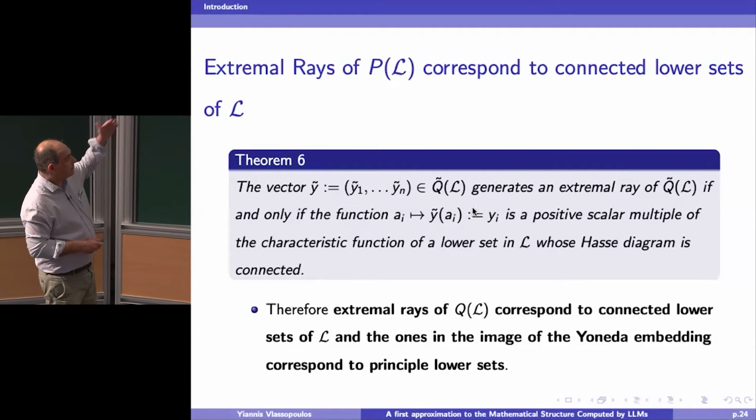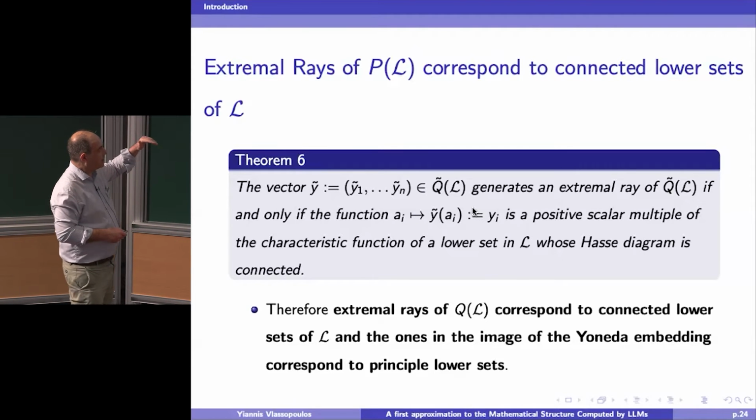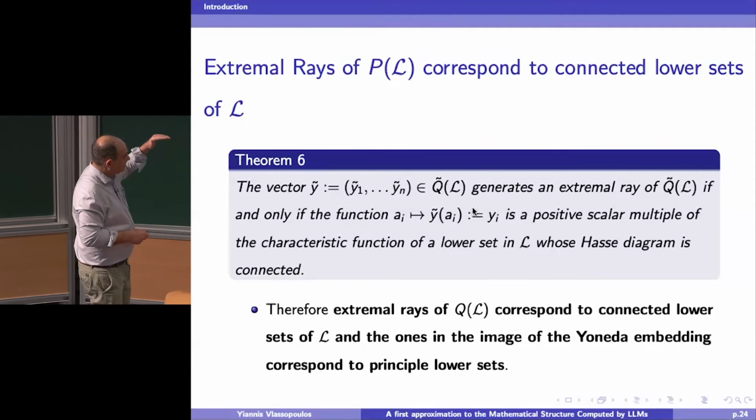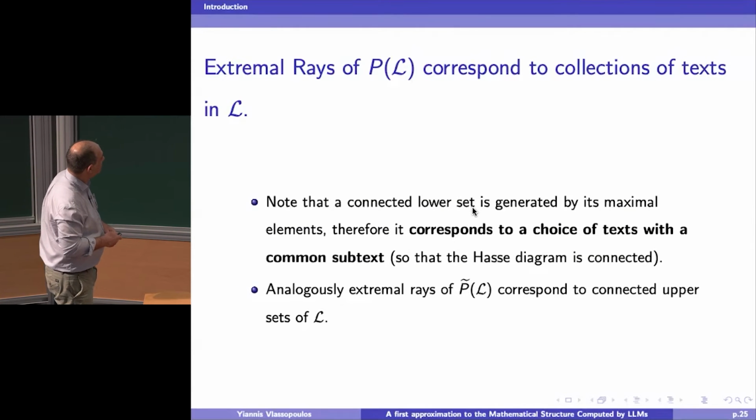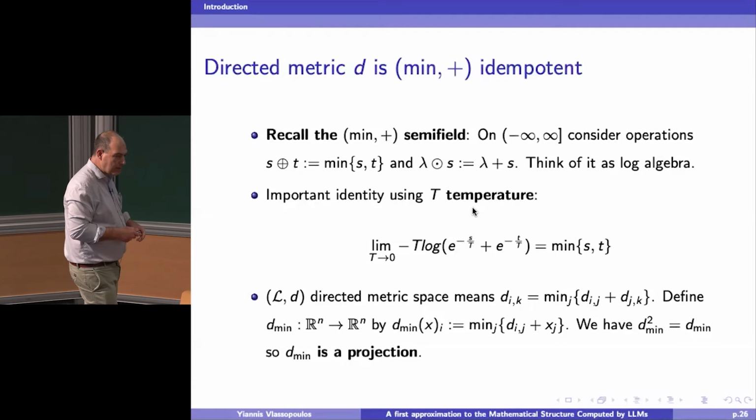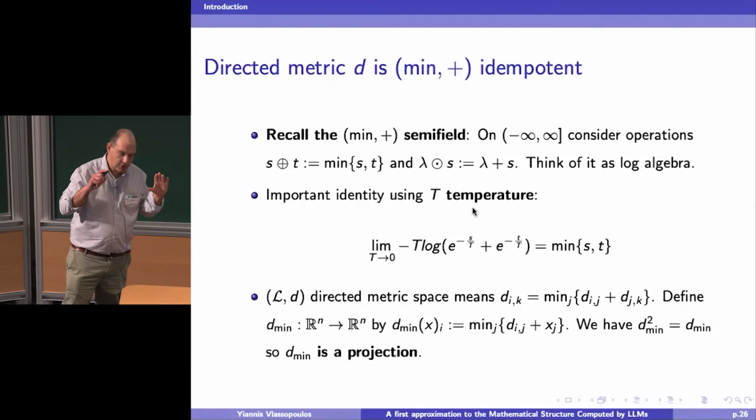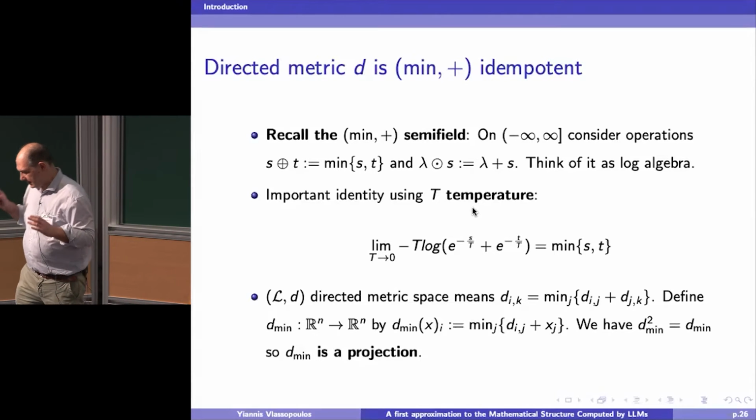Okay, and then there's a dual result where, for the polyhedron Q hat of L, instead of having lower sets, you have upper sets. Okay. Yeah. All right, so now that we understand this structure, well, that's the first level of understanding.